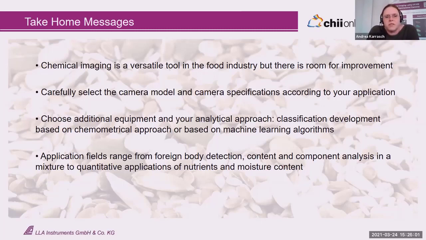Last take-home message, carefully select the camera model according to their camera specifications, according to your application. Choose your additional equipment and your analytical approach. If you want to do a classic classification development or base your application development on machine learning or AI algorithms.